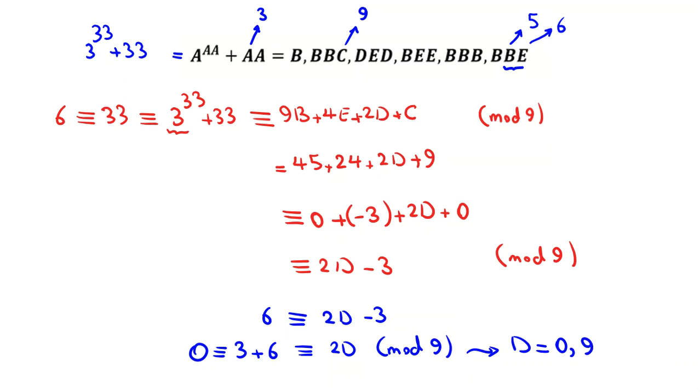But the problem says all the digits should be different. So if you consider D 9, it's bad because C is 9. So D will be 0. So we found all the digits. D is 0. So A is 3, B is 5, C is 9, D is 0, E is 6.